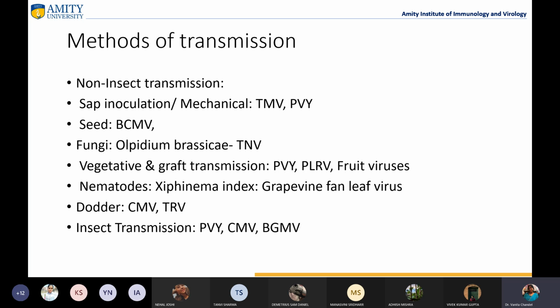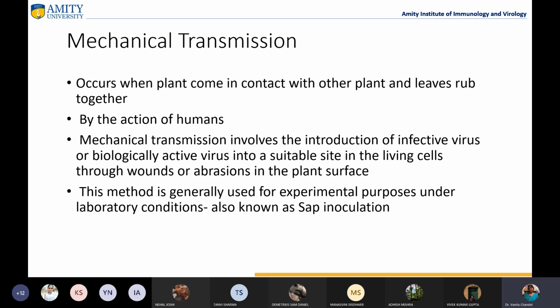So what will happen? If a rootstock is virus infected, or the main plant that we are using is virus infected, the virus is going to transmit in that case also. So by grafting also, viruses can be transmitted. Then nematodes, through nematodes definitely viruses can be transmitted. Examples are fan leaf virus. We'll study in detail in the further slides.